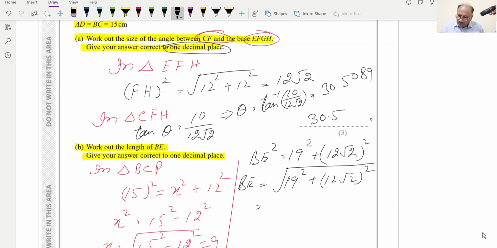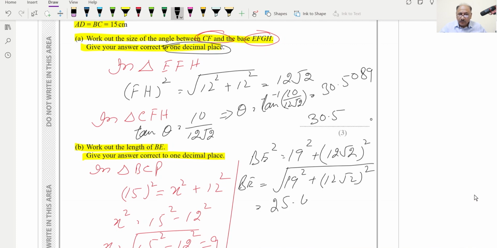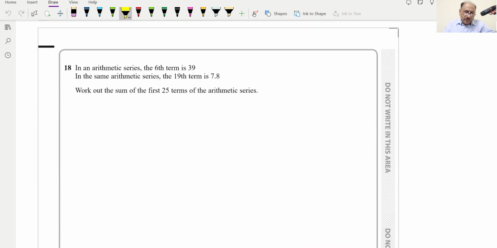And now we can use calculator for this one. So square root of 19 squared plus, in brackets it will be 12 root of 2 and this will be squared, and this is equal to 649 under root, which will be 25.475, which we can round to one decimal place as 25.5. So 25.5 will be final answer for this question. Question number 18.